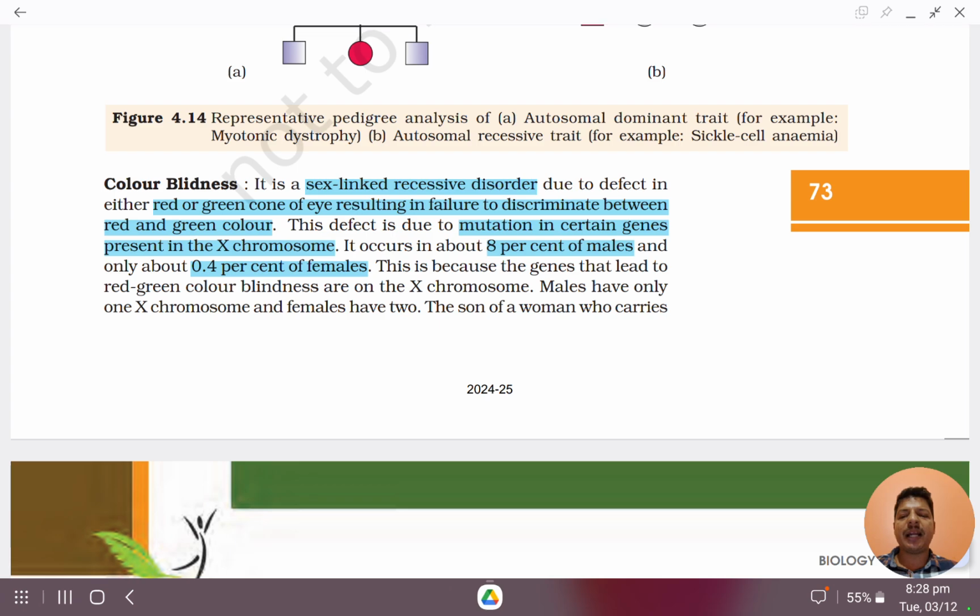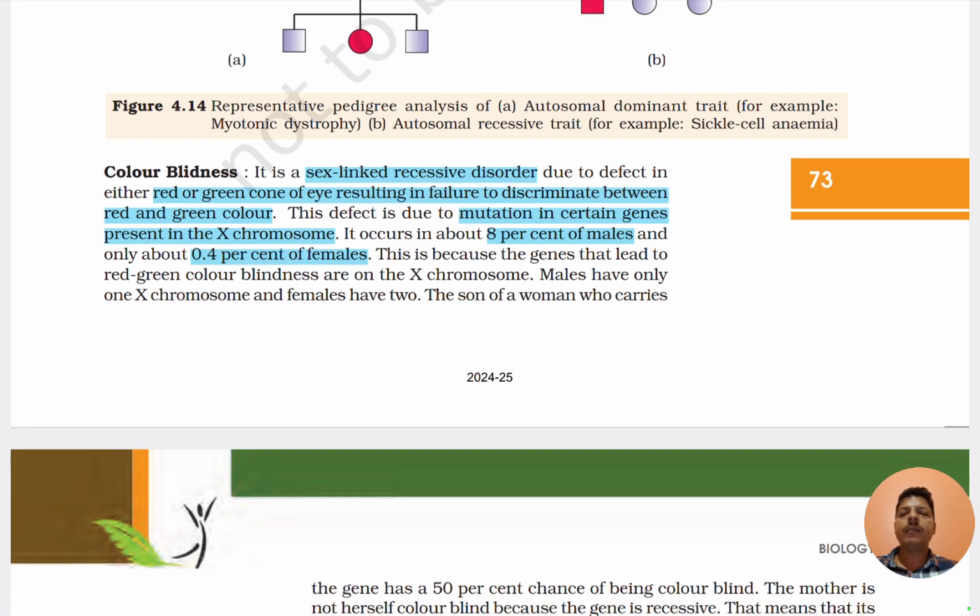And coming to color blindness, it is a sex-linked recessive disorder due to the defect of either red or green cone of the eye, resulting in the failure to discriminate between the red and green color. This defect is due to a mutation in a certain gene present in the X chromosome. It occurs in about 8% of males and only about 0.4% of females.